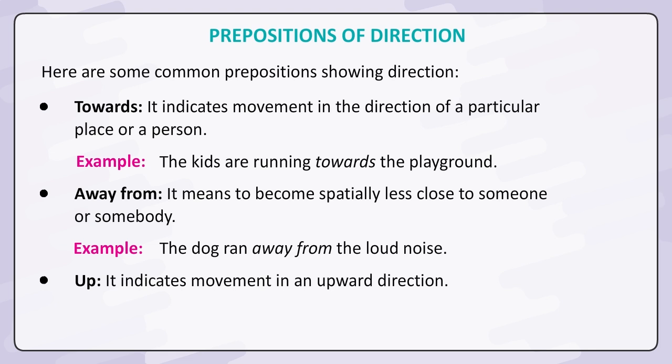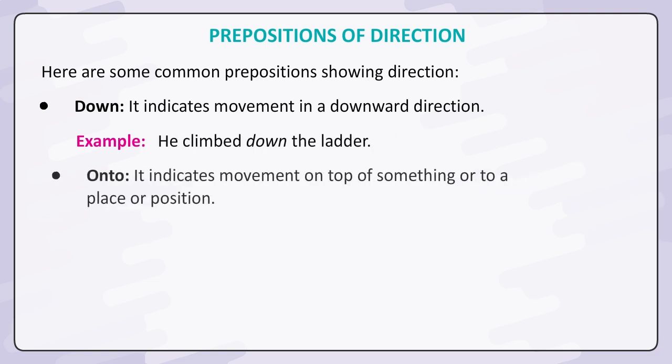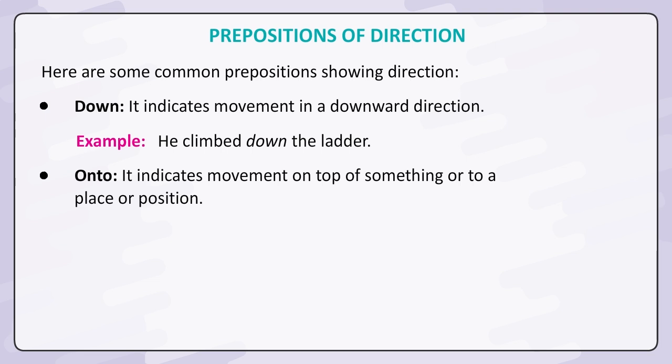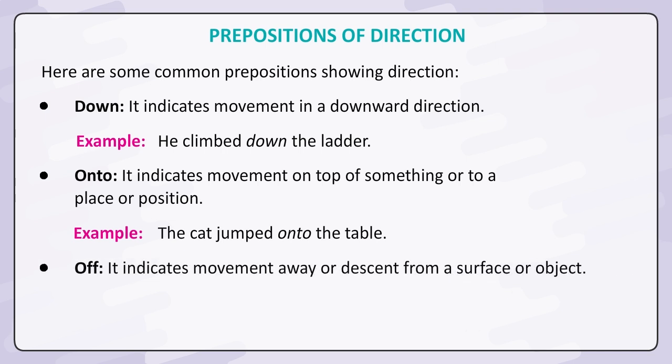Up. It indicates movement in an upward direction. Example: the mouse ran up the stairs. Down. It indicates movement in a downward direction. Example: he climbed down the ladder. Onto. It indicates movement on top of something or to a place or position. Example: the cat jumped onto the table. Off. It indicates movement away or descent from a surface or object. Example: she got off the bus.